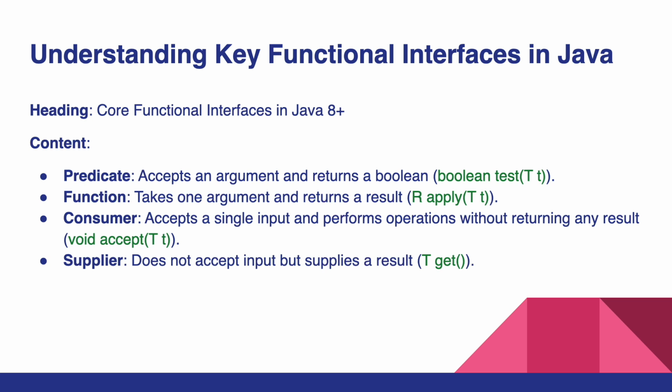Understanding key functional interfaces in Java. Java 8 introduced several built-in functional interfaces to facilitate functional programming. This includes Predicate, Function, Consumer, and Supplier, each serving a different purpose. Let's look at some examples.